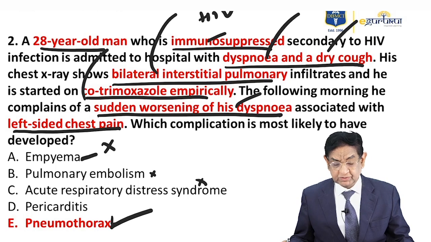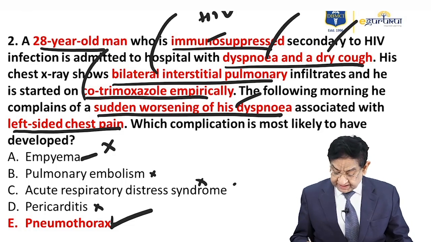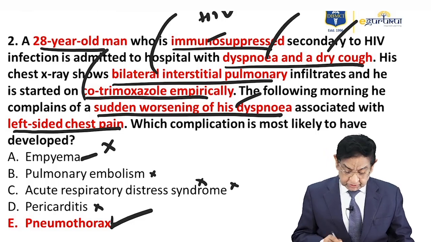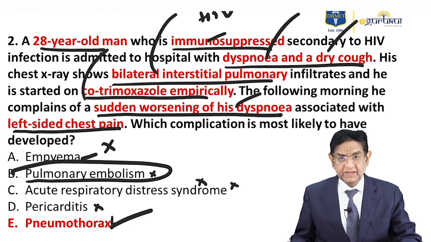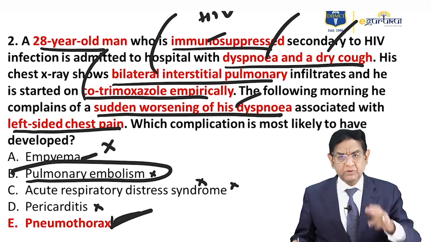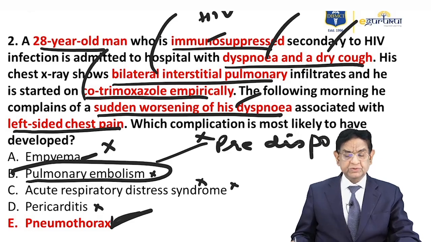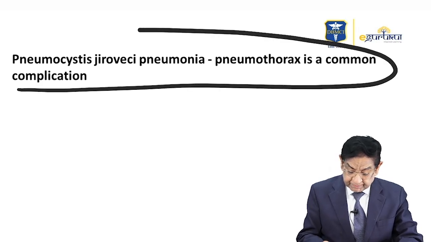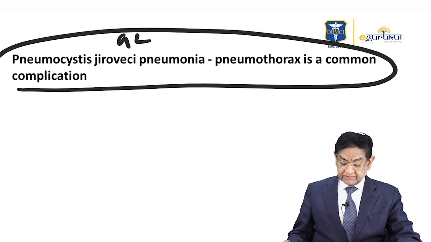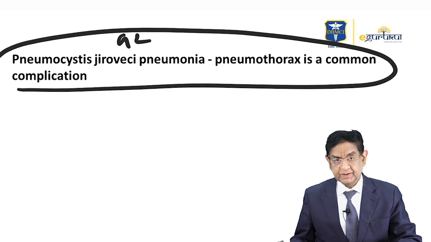So ARDS is ruled out, and pericarditis never leads to sudden onset of chest pain. Even ARDS doesn't lead to sudden onset of chest pain. So the one close competition is pulmonary embolism, but again, in the setting of HIV, this is the better idea. And moreover, there is no predisposing condition for pulmonary embolism, no predisposing condition. Okay, so that's why this is not the answer. So friends, the carry home message, golden line to remember: in pneumocystis jiroveci pneumonia, pneumothorax is a common complication. Golden line to remember, right?